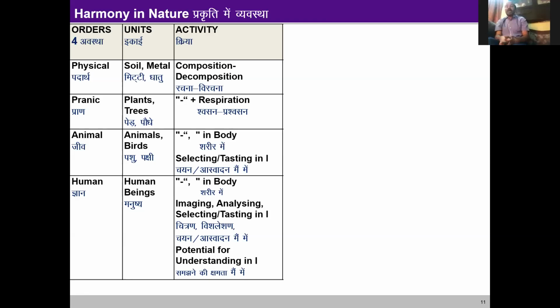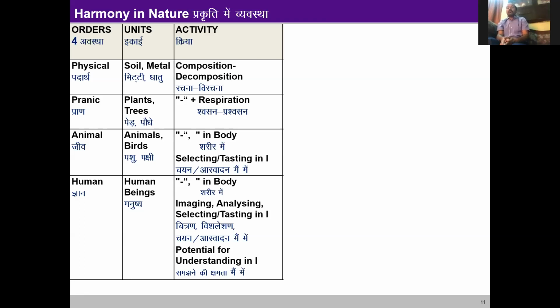Undoubtedly, there is composition and decomposition in trees, but we see respiration is also over there, and that is why we get O2 and they get CO2. In animals, all kinds of animals are the objects over here. They have the body, so decomposition and composition are already present, respiration is also present, but we see one more thing, that is selecting and tasting. This is another activity. Okay, so the moment we move towards every order, we can see the activities are also being increased.